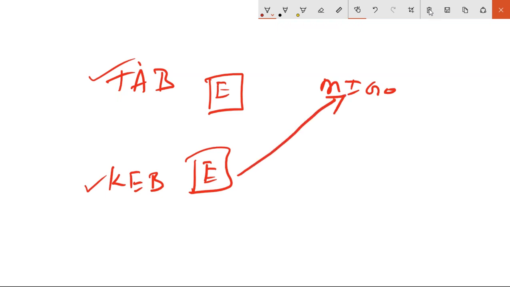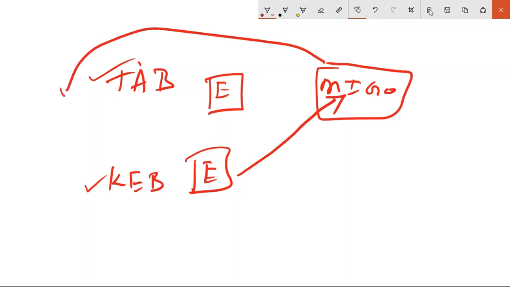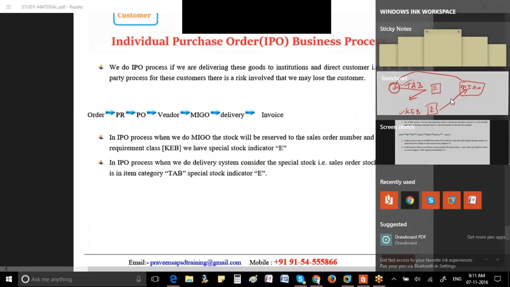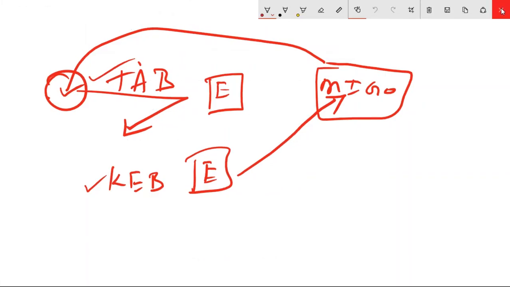So what this particular requirement class special stock indicator E controls is that it will reserve the goods you procured from the vendor against the sales order the customer has placed. And when you do a delivery to the customer, the system will consider only this stock which is already reserved. That's what is controlled with the special stock indicator E. In the IPO process, when we do MIGO, stock will be reserved to that particular sales order number against the particular sold-to party. Okay.